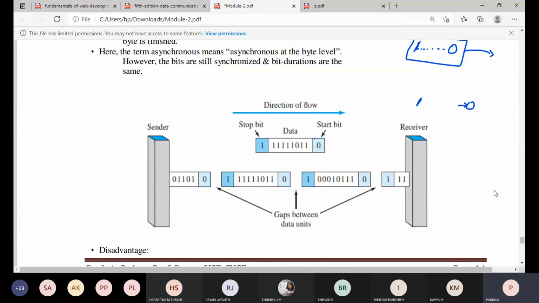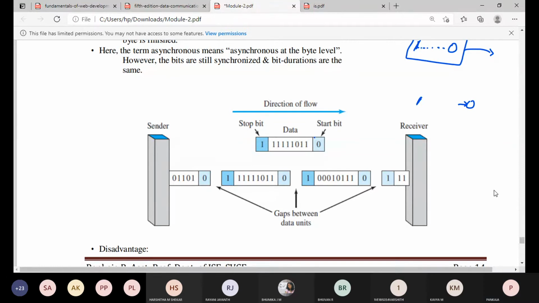And also, after every byte is received, there will be some time unit gap, because even the sender will take some amount of time to add these bits, 0 and 1, and to extract the exact information from that byte. The receiver will also take some amount of time. That is called processing time.